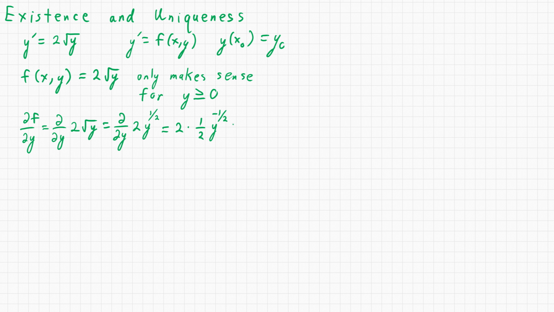And there is no y prime that pops out. The partial derivative won't pop out a y prime, because we treated y as the variable. It's not a function of x. Another way to write this: the 2 and the 1/2 cancel, and y to the negative 1/2 is 1 over the square root of y.